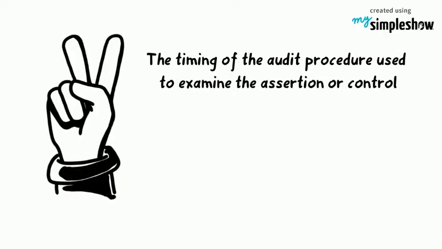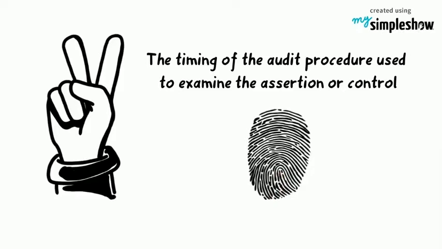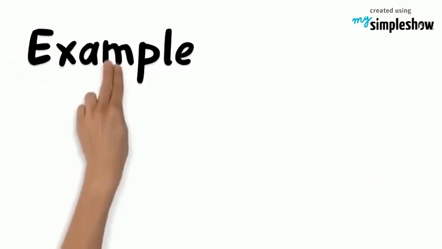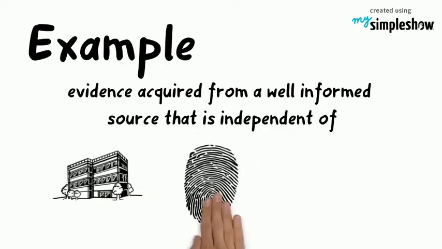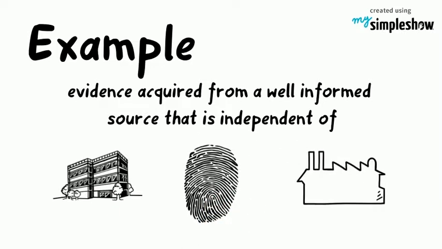Secondly, the timing of the audit procedure used to examine the assertion or control. The relevance of evidence relies on the nature and source of the evidence and the situation under which it is acquired. For example, evidence acquired from a well-informed source that is independent of the company is more reliable than evidence acquired from internal company sources.